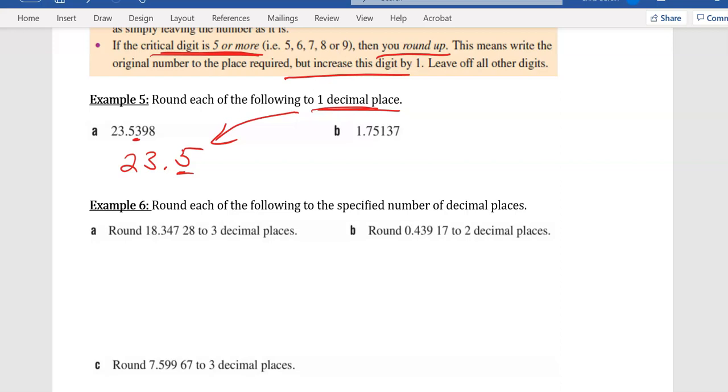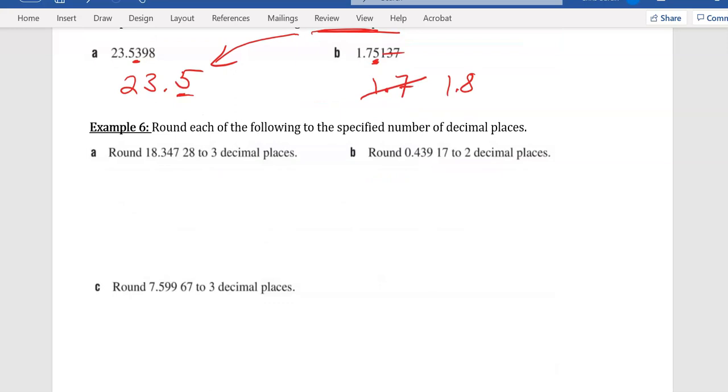So if I'm rounding to 1 decimal place for B, 1.7, the critical digit is 5. I don't care about these digits. They're dead to me. But the critical digit is 5. And we know that if the critical digit is 5 or more, that's actually going to change this. So instead of writing 1.7, it's actually rounding up to 1.8 because the critical digit is 5 or higher.